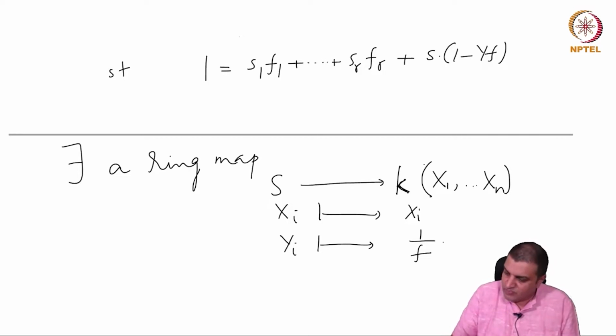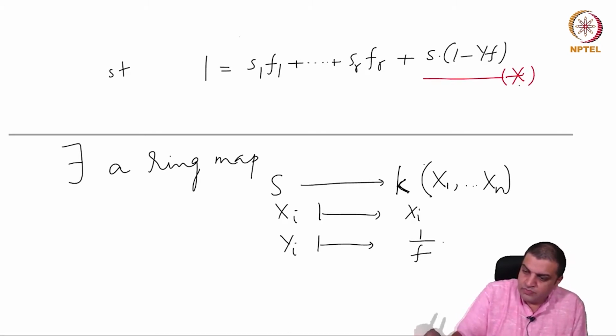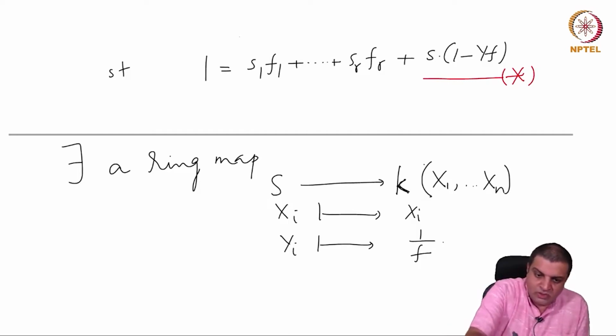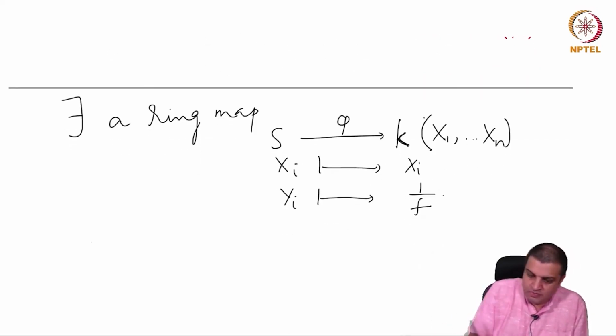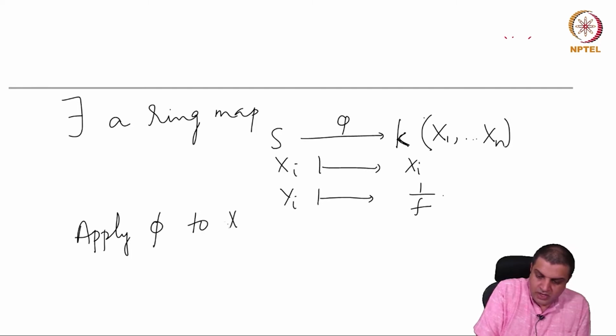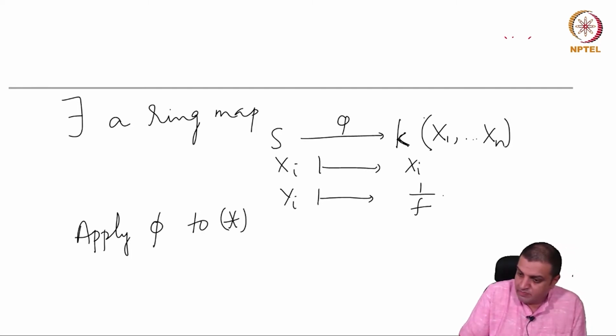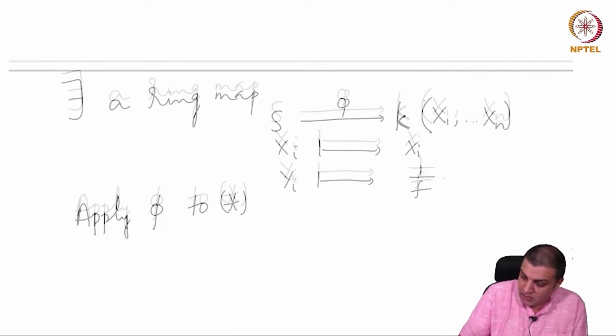So let's call this equation star. And let's call this map phi. Let's apply phi to star, this equation here. So phi is a ring homomorphism, phi of 1 is 1.